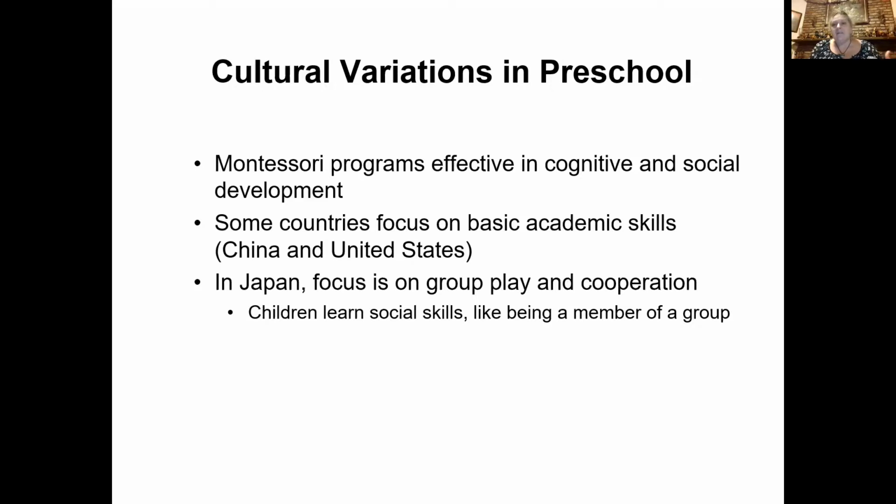Some countries, and we have a lot of those in the United States, focus on basic academic skills. For example, in China and the United States, we're focusing on those kids being able to write their name, learn their ABCs, things like that. In Japan, the focus is more on getting along with people, playing in a cooperative fashion, learning social skills, and being a member of the group. And that could be due to Japan being a collectivist culture, so their focus is going to be on creating good members within their society. And within the United States, we are focused more on the academic part of it.